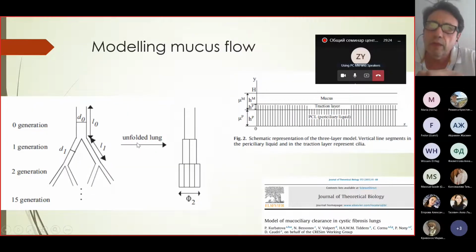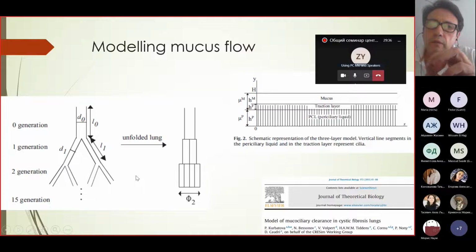This is shown here. You see on the left, it's a schematic representation of the lungs with these consecutive generations. And these airways become smaller and smaller. Then in the middle image, all airways in the same generation are put together like rectangles. So we have these rectangular domains, and the total width for each next generation becomes larger.